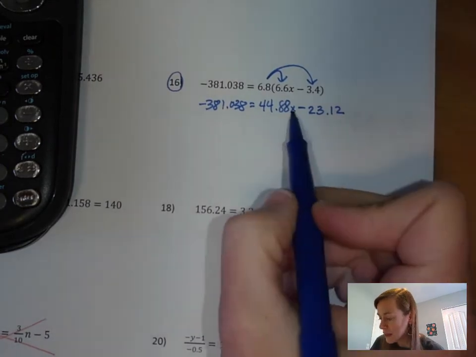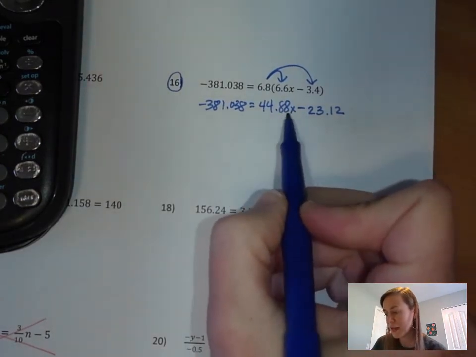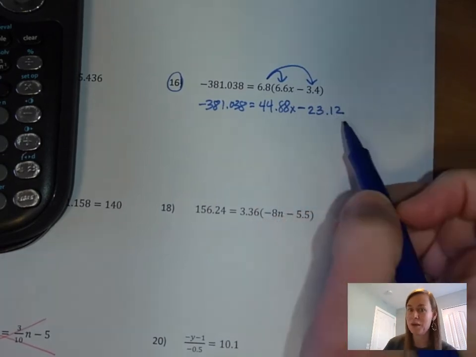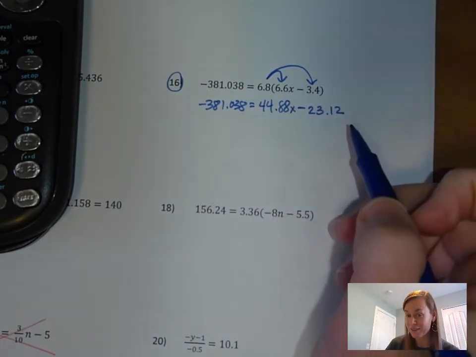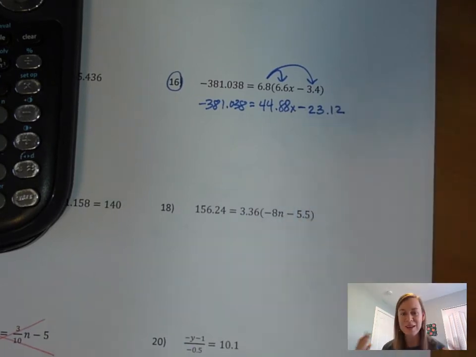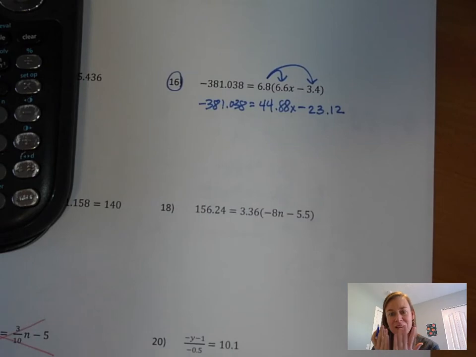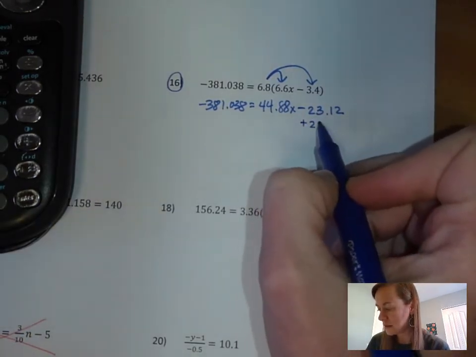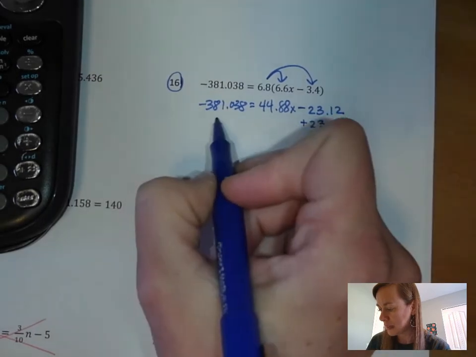Excellent. We still have to get the x by itself, which means we have to get rid of this 44.88, and we have to get rid of this negative 23.12. Which one are we going to get rid of first? If you said negative 23.12, you are correct, because that is the one that is not right there together with the x. The one that's together with the x always needs to be the last one to be gotten rid of. So we're going to get rid of this by adding it to both sides.